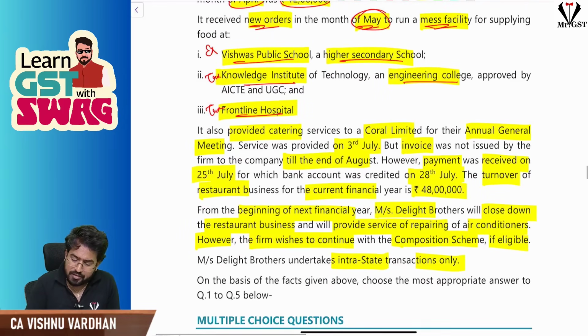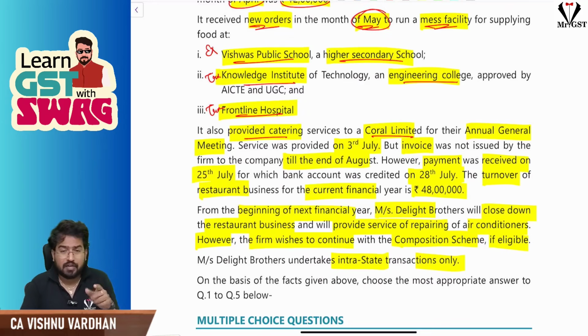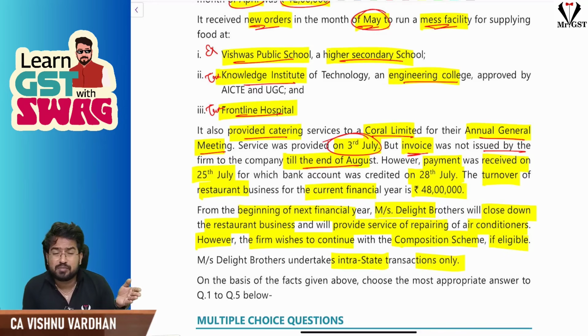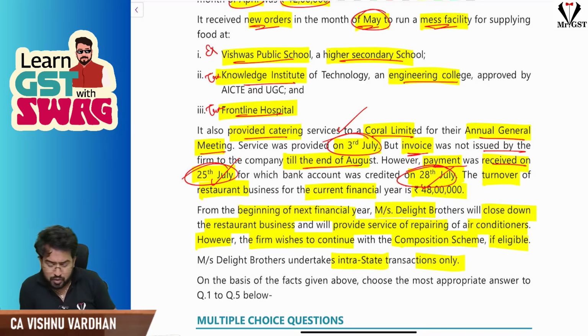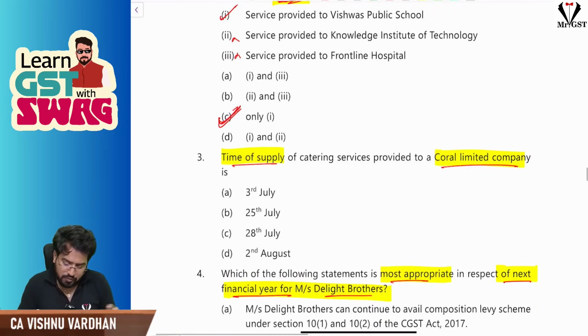Next, with respect to catering services provided to Coral Limited, they have asked the time of supply. If you remember, for the annual general meeting, they supplied catering services on 3rd July. The invoice was not issued till the end of August. That means for services provided, you have to raise the invoice within 30 days, and you have not raised it within 30 days. But payment was received on 25th July and 28th July. Since the invoice is not issued within 30 days, the time of supply is the date of completion of service or payment, whichever is earlier. Completion of service 3rd July, payments 25th July, 28th July. 3rd July is earlier. That will be the time of supply.